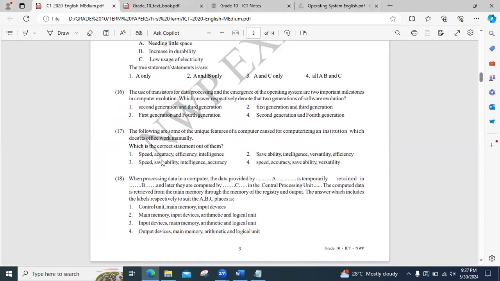17th question. The following are some of the unique features of computers for computerizing an institution which does office work manually. Which is the correct statement? In this question, you can't take an answer which says computers have intelligence. Computer doesn't have intelligence. Only humans do, so humans have to give the instructions. So remove the intelligence answers here. The answer should be 4.